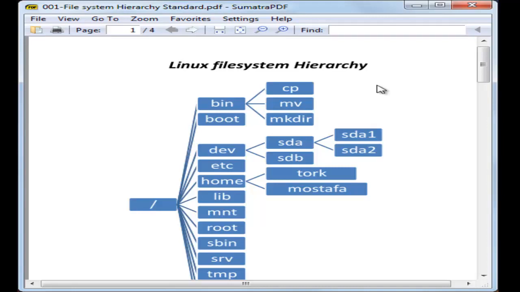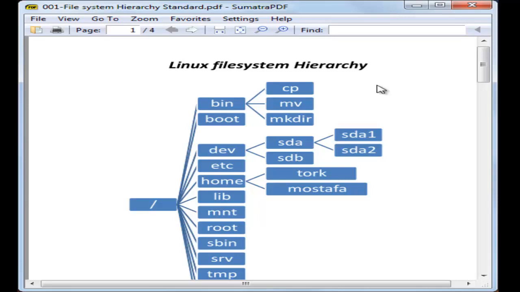Hello and welcome to the Linux file system hierarchy. First of all, it's important to understand the Linux hierarchy very well so that you can deal with the command line and the whole Linux operating system in a better way. So this is a small explanation about the Linux file system.